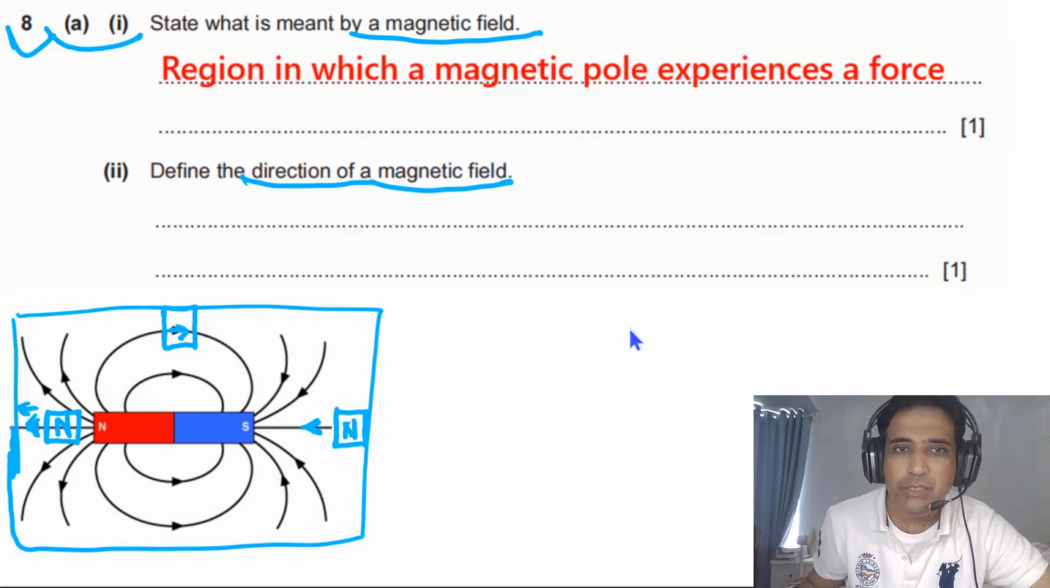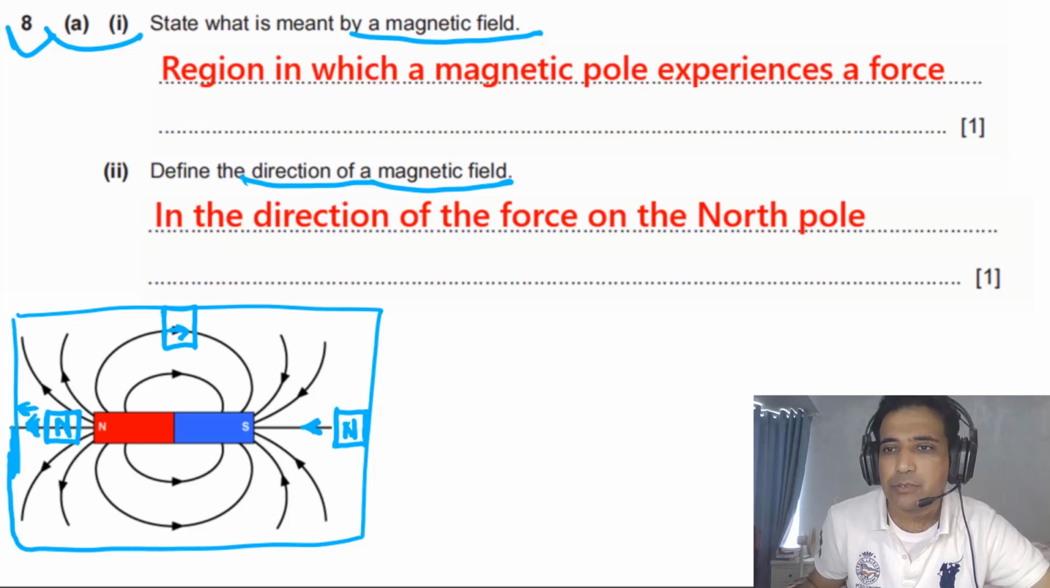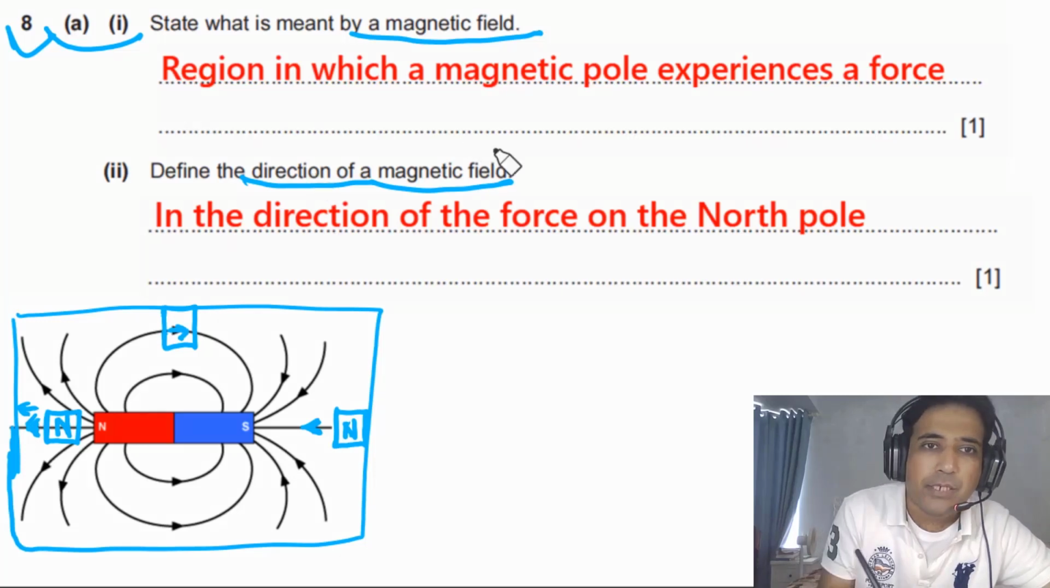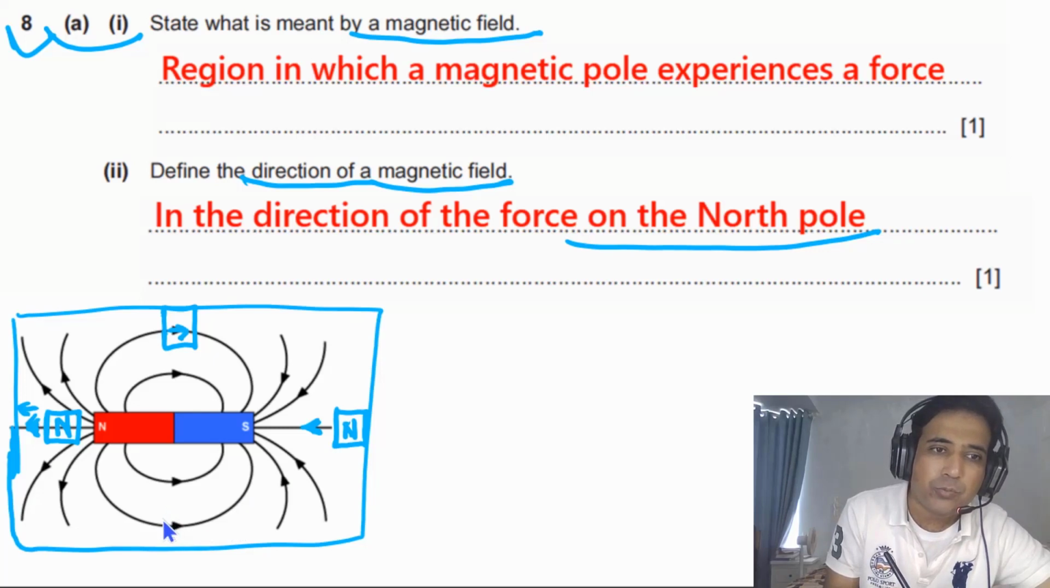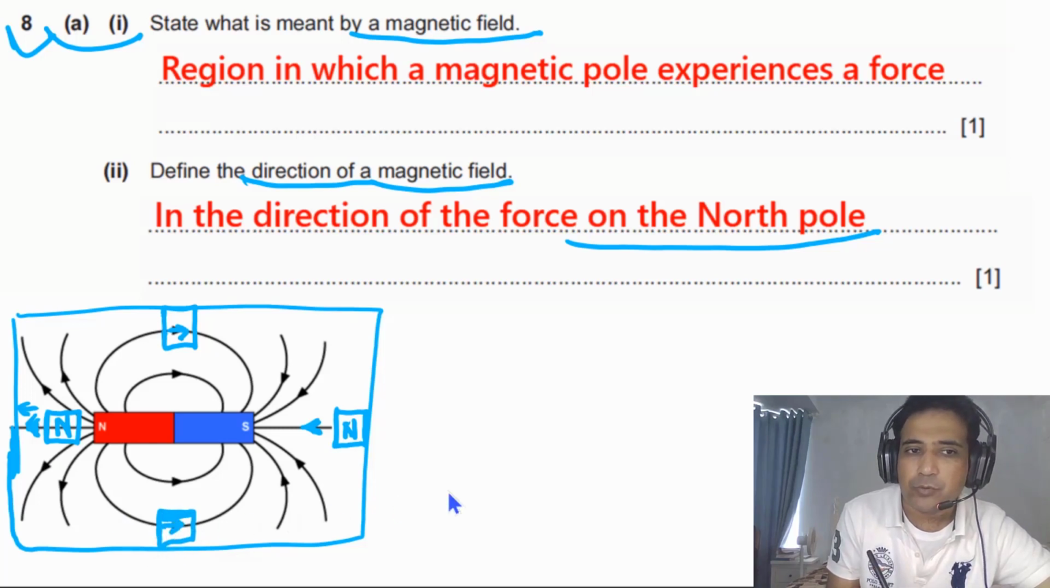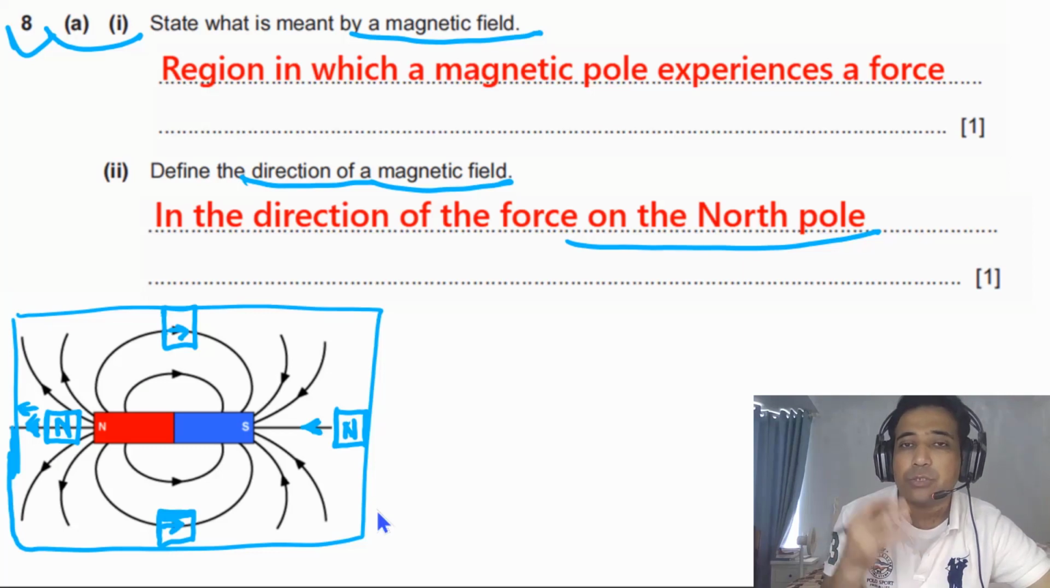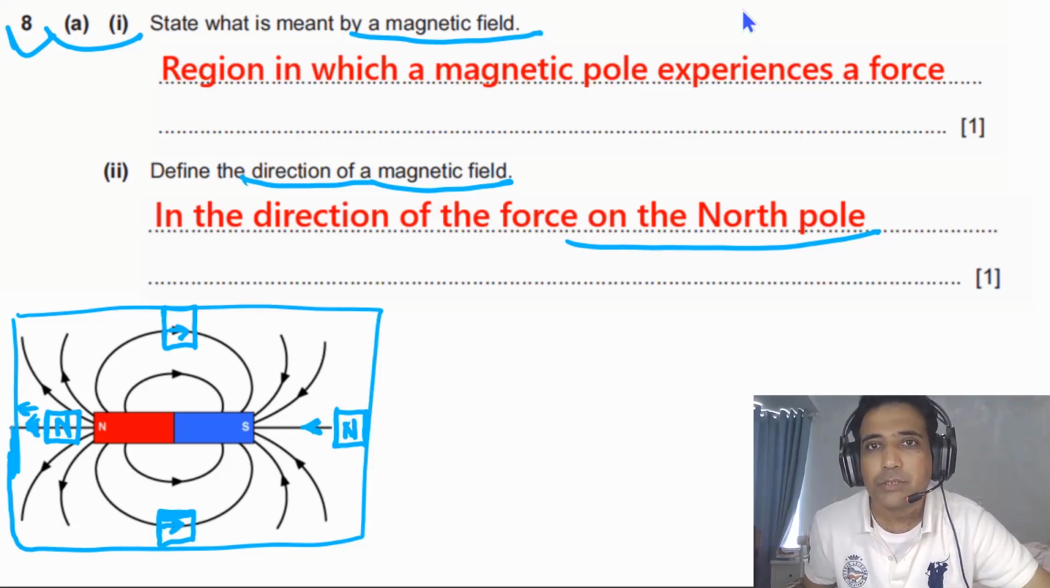I hope this makes sense to you. So for the answer to this question, simply you can say: in the direction of the force on the north pole. If we place a north pole here, for example at this point, the direction of force on the north pole will be this way, meaning the north pole will experience force to the right. So this is how we need to answer these questions.